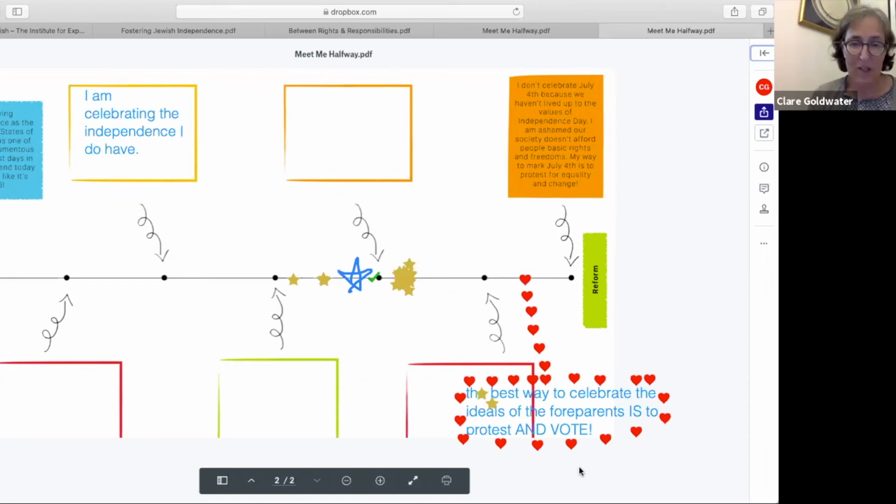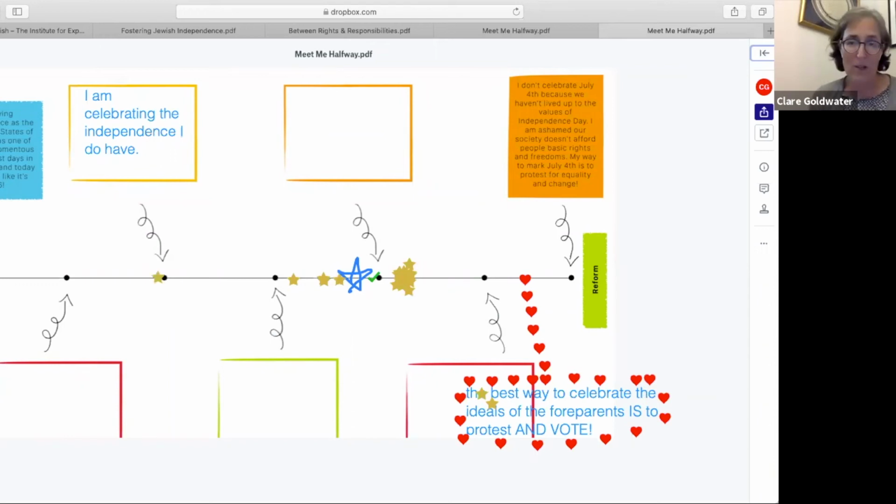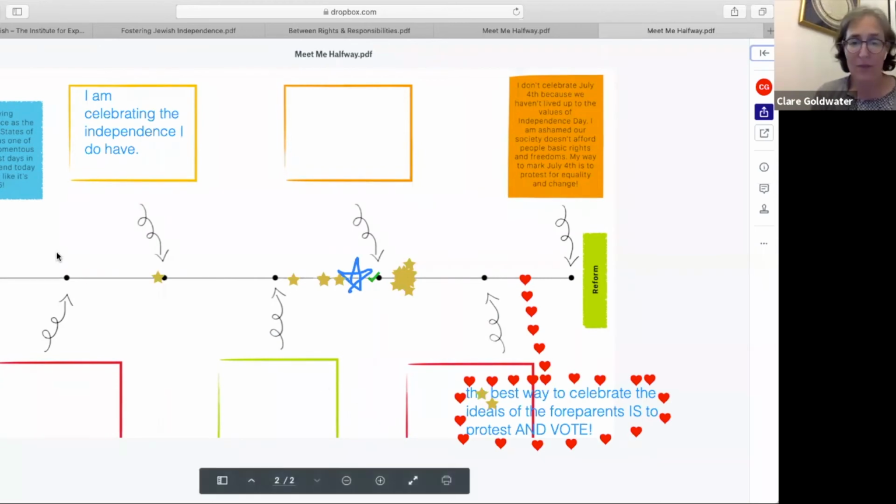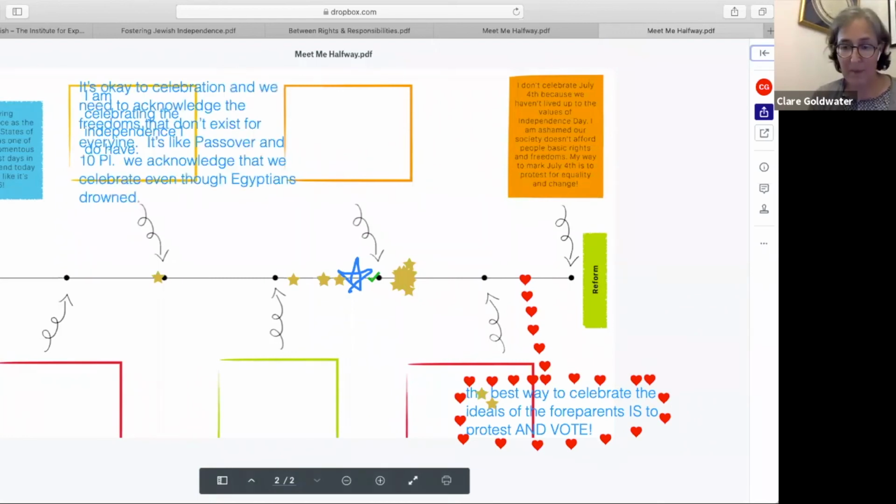I'm just going to ask a couple of people to explain why you put yourself on the spectrum where you did. One or two people. If we had longer, we would have a more robust conversation. But if anyone would like to share why you put yourself wherever you put yourself, and therefore how you feel about celebrating 4th of July this year. Somebody tell us.